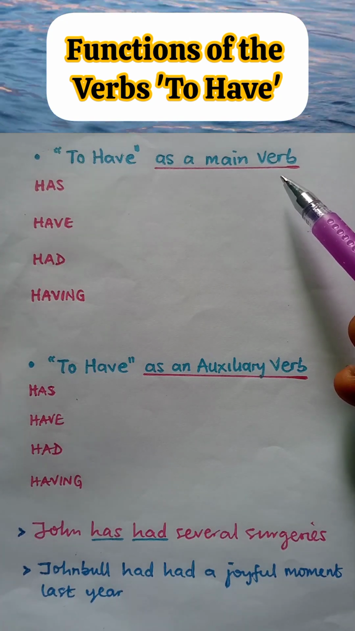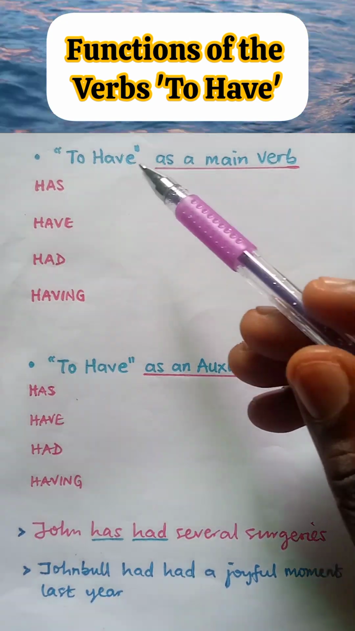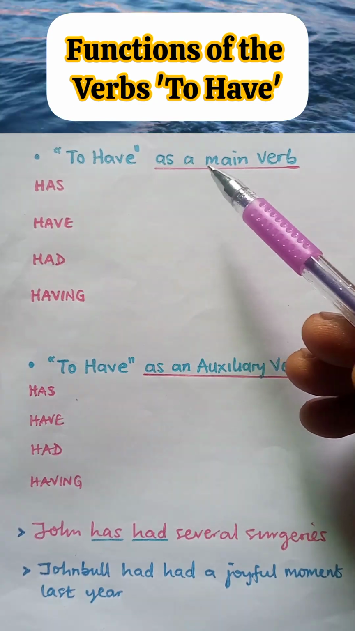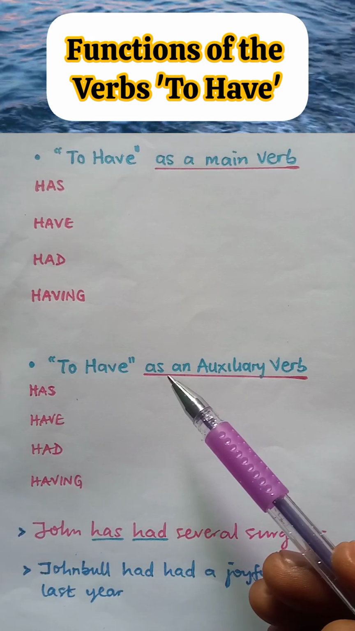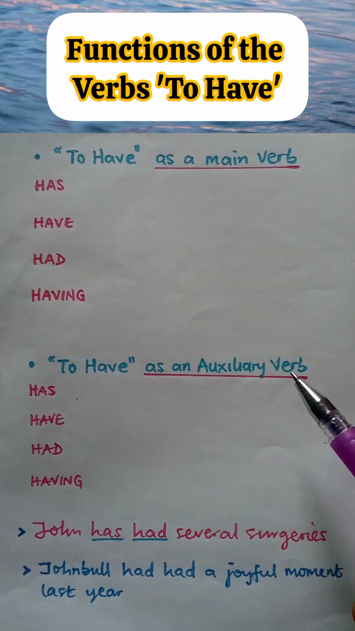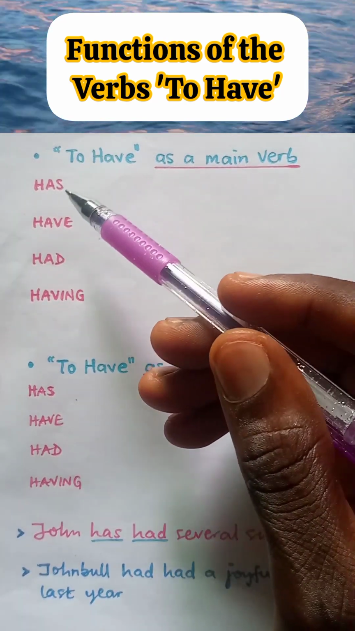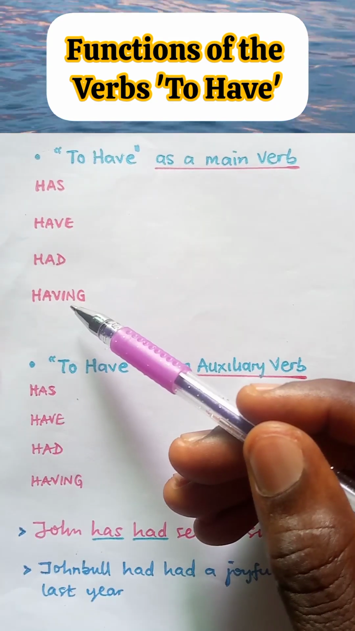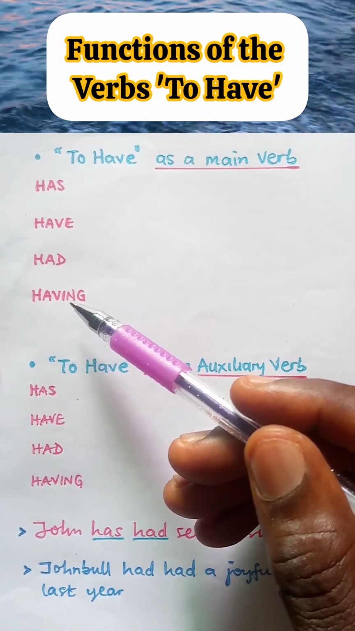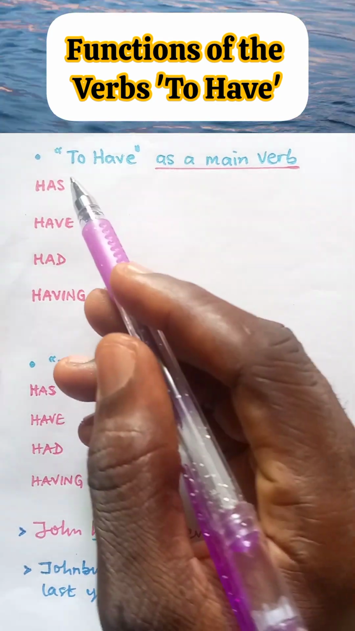So in this video, we are going to look at each of the verbs to have as a main verb and as an auxiliary verb. Now, here are the verbs to have. They include has, have, had, having. We are going to make a sentence with each of them to illustrate these functions.